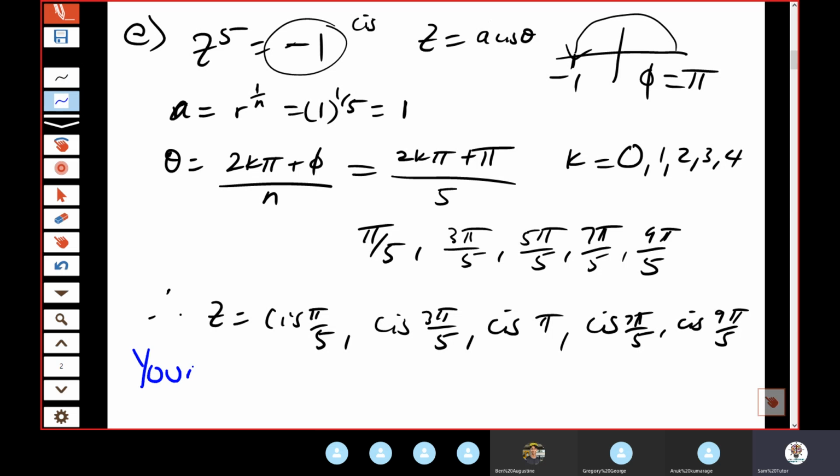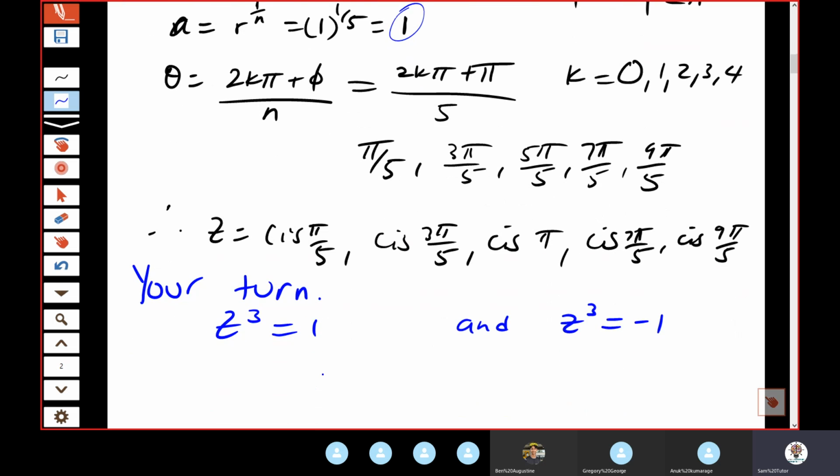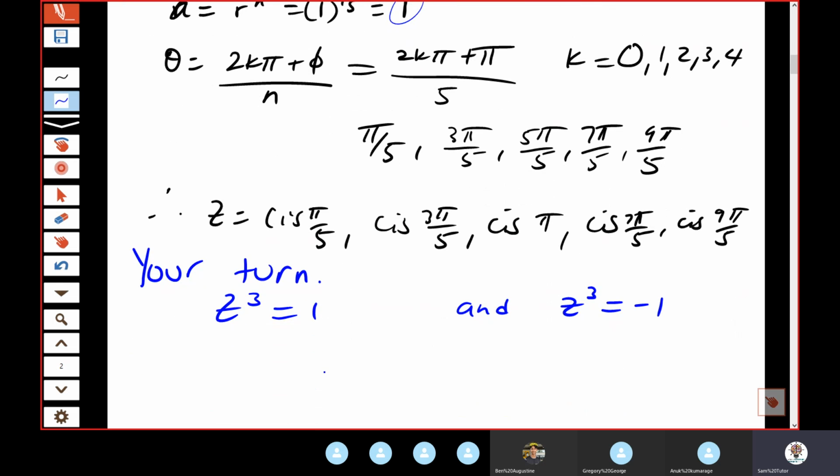Your turn. I want you to do both: z cubed equals 1 and z cubed equals -1. So your modulus for both of them should still be 1. It's just your 2k pi plus phi, so be careful here. Has 1 moved? No, it hasn't, so that should be 0. Has -1 moved? Yes, it's pi. All over 3, k is 0, 1, and 2. Try to do those ones. I'll leave it there. I'll scroll down just a tad. Go. Really try it.